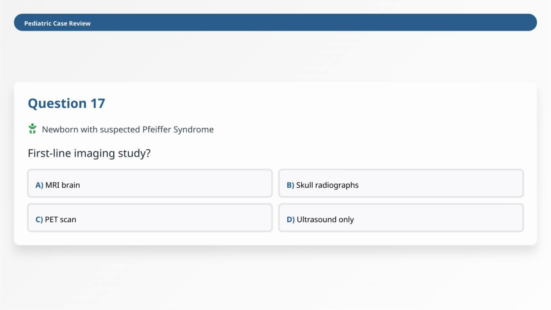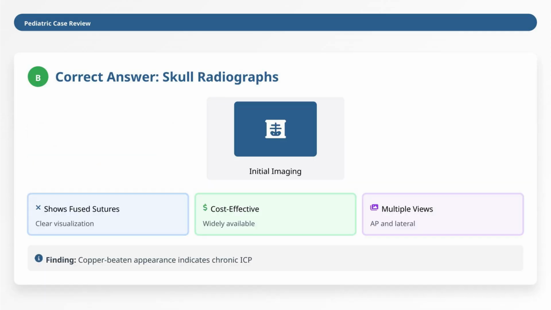Question 17. A newborn with clinical features suggestive of Pfeiffer syndrome requires radiologic evaluation to assess cranial suture status. What is the appropriate first-line imaging study? Option A, magnetic resonance imaging of the brain. Option B, skull radiographs. Option C, positron emission tomography scan. Option D, ultrasound only. The correct answer is B.